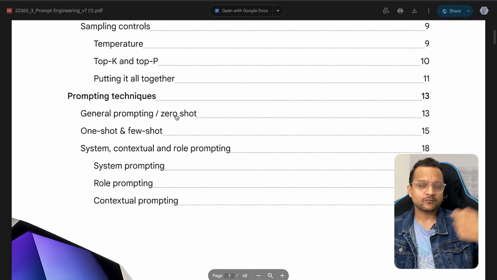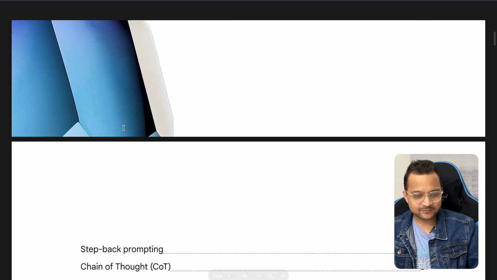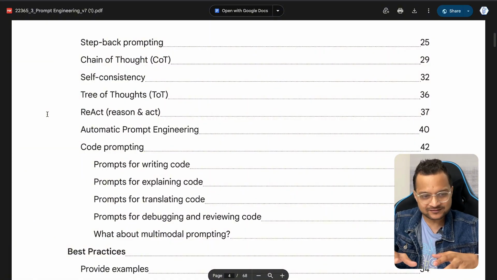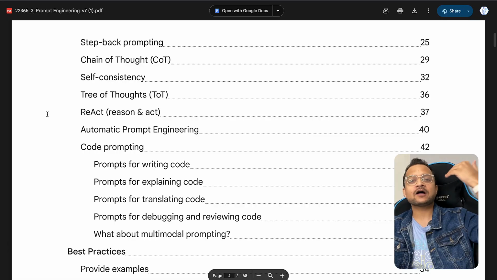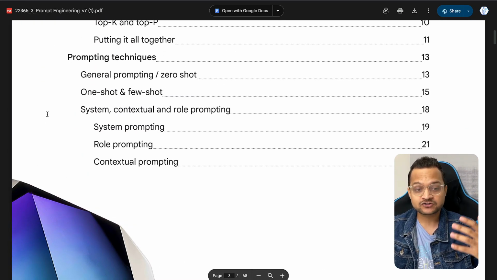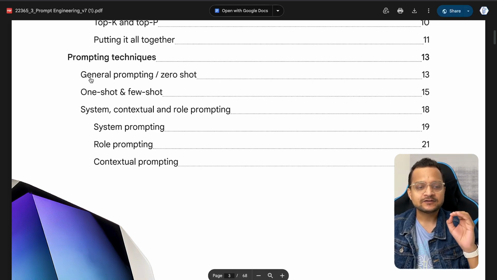We are going to start from zero shot, one shot, few shot, contextual, role, system prompting, and then we will go to step back prompting, chain of thought, self-consistency, tree of thoughts. Oh my god, ReAct, reason and act, and automatic prompt engineering. Boom, that's our challenge today. So we are going to start with the first one, which is general prompting.